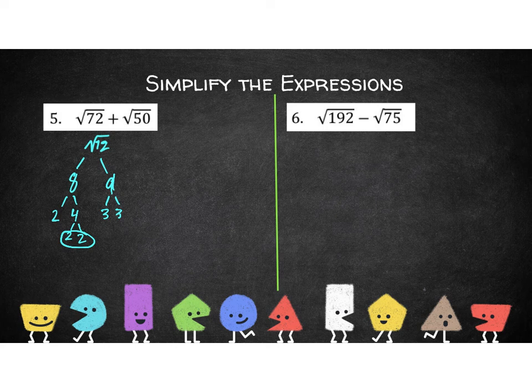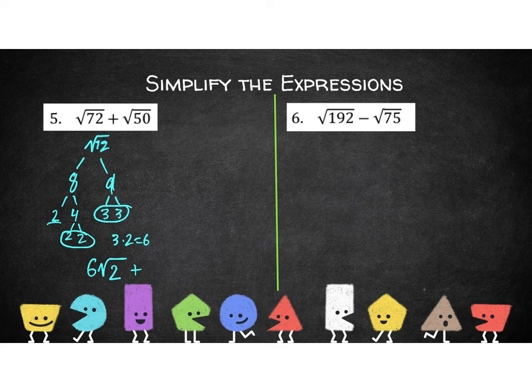So I see we have a pair of 2's and a pair of 3's. So we're going to multiply them together. 3 times 2 equals 6. So 6 is going to be on our outside. And then what we have left is this 2 right here. So we're going to have 6 square root 2. It's going to be equal to our square root of 72.